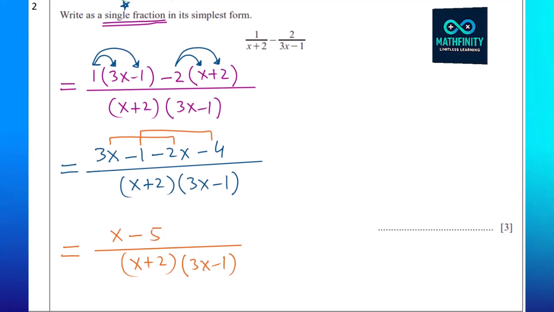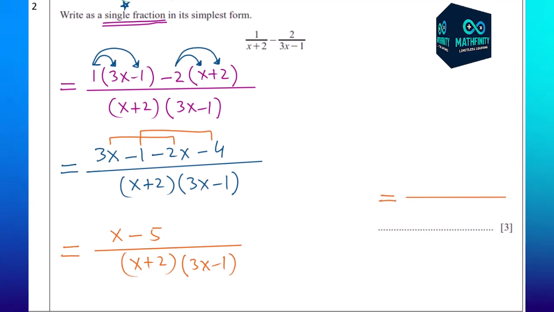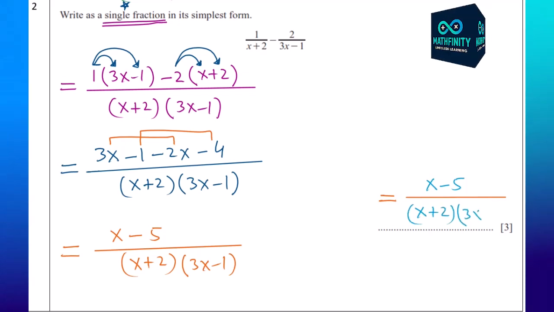We cannot do anything after this, so this is the final answer. You have to write it in the answer space. What is the final answer? The denominator and numerator keep as it is, x minus 5 over x plus 2, and 3x minus 1.